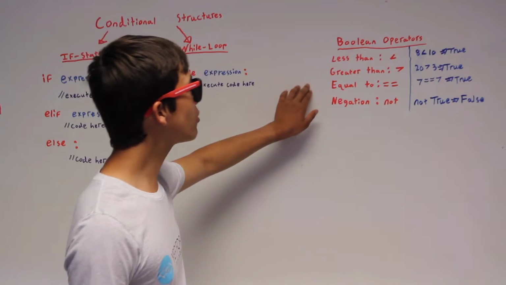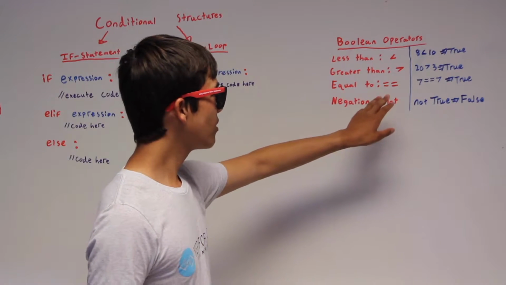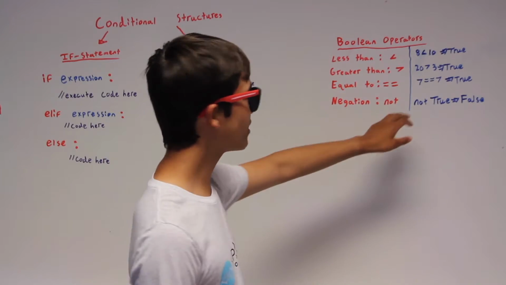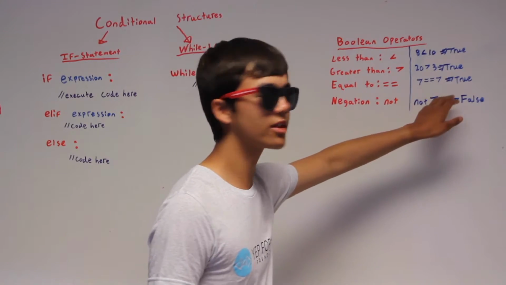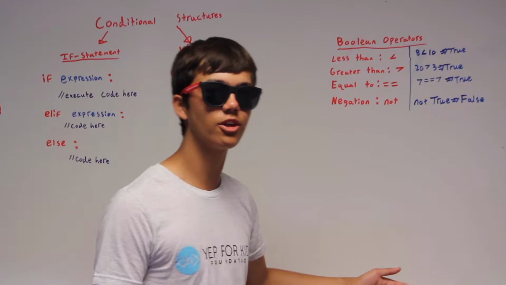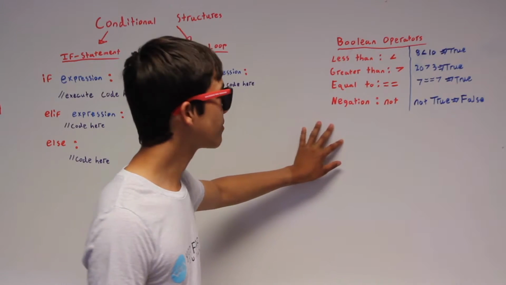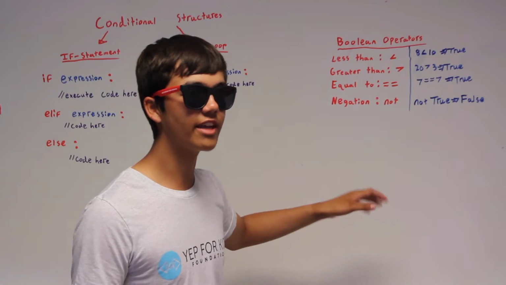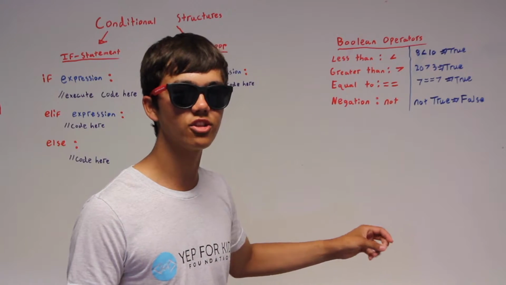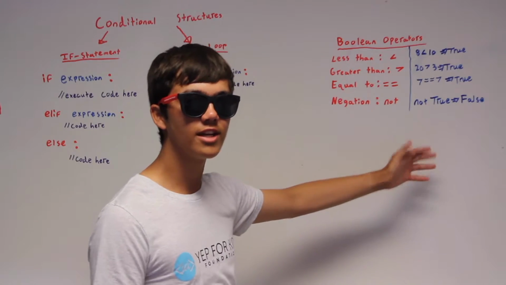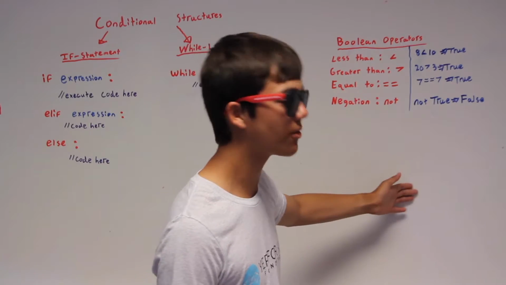Then we have our equal to symbol. For this, we use two of our equal signs to check for equality. So if I say 7 equals 7, that's going to return true because they're equivalent. Then we're going to get to our negation statement. This basically negates any Boolean value and changes it to the opposite. So if I say not true, that means false. And if I say not false, that means true.